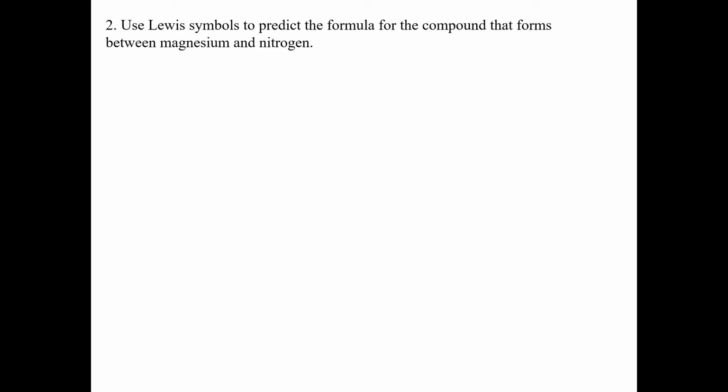You're going to do the same thing again, but this time between magnesium and nitrogen. Figure out what the ionic compound would be using the Lewis symbols. So please pause the video, draw out the symbols to figure out the formula for the ionic compound, and when you're ready for the answer, click play.